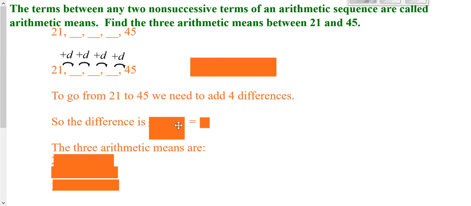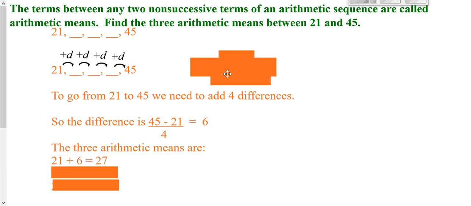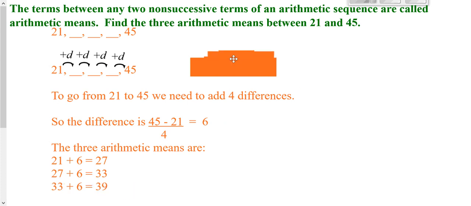So one way you could look at that is I have 45 minus 21, and I'm dividing it into 4 parts, and I get 6. So in other words, I'm going up by 6 each time. So my first number here would be 21 plus 6, or 27. We go from 27 up to the next one, I'd have to add 6, and I get 33. From 33, I'd add 6 again, and I would get 39. So my three arithmetic means are 27, 33, and 39.